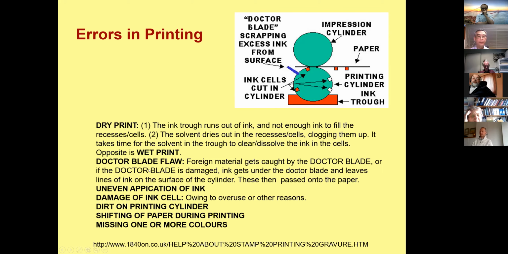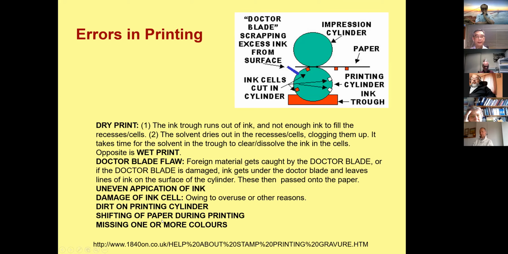And then you have the doctor plate fault. The doctor plate is supposed to scrape away the extra ink. But if some foreign material gets caught by this doctor plate, or if the plate is damaged, the ink will get under the doctor plate and leave a line of ink on the surface of the cylinders. And then this would be passed to the paper, and you will see a sort of color streak line.